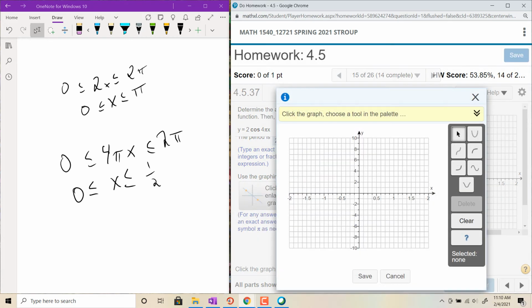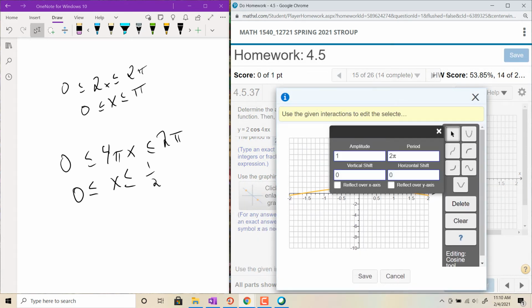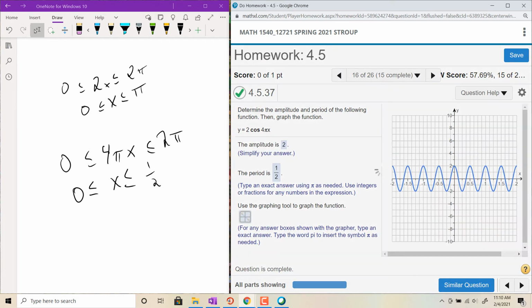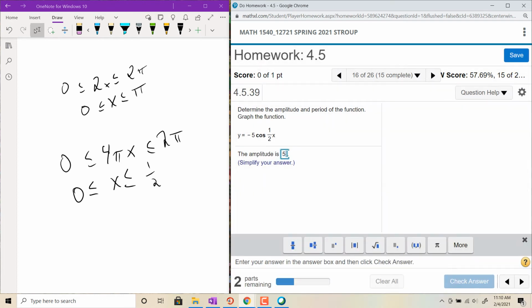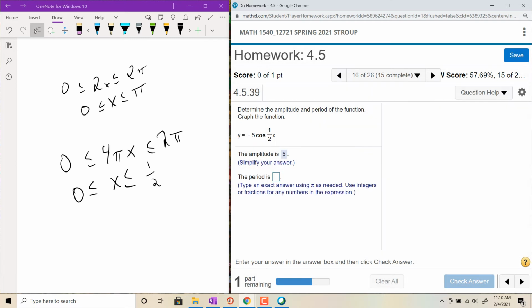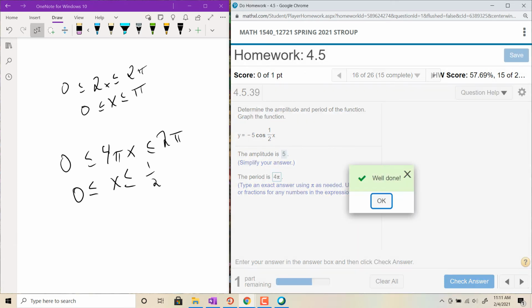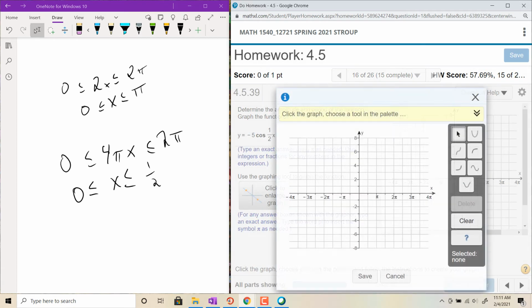Now phase shift. Amplitude was 2. Period is 1/2. Okay. Very hyper looking graph there. Very manic. Amplitude is 5. Let's get the period. It's 4 pi. You kind of do these in your head after a while, right? 4 pi. And then graph the thing.